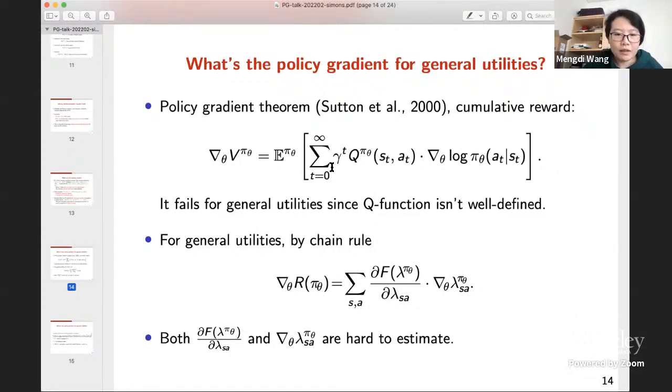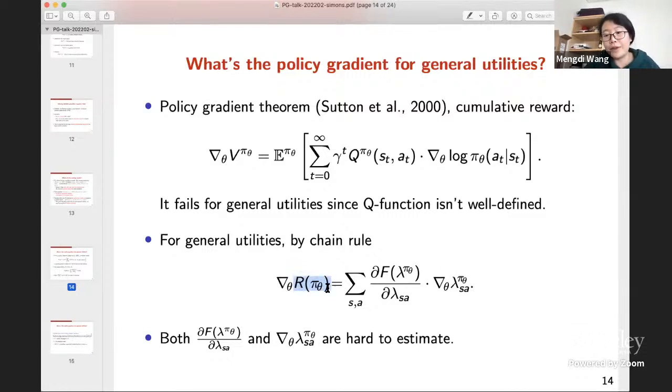Okay, so in the policy gradient theorem, first, we no longer have this Q function. And secondly, this entire expectation of sum structure no longer holds. So we have to be able to evaluate or compute the policy gradient for this more general problem in a different way. Okay, so now let's work with our general utility function R of pi theta.